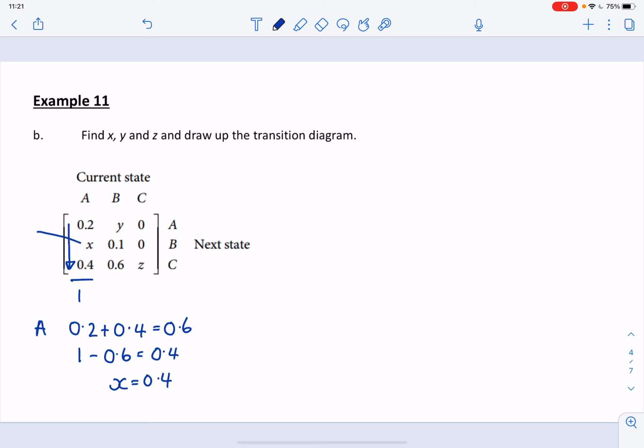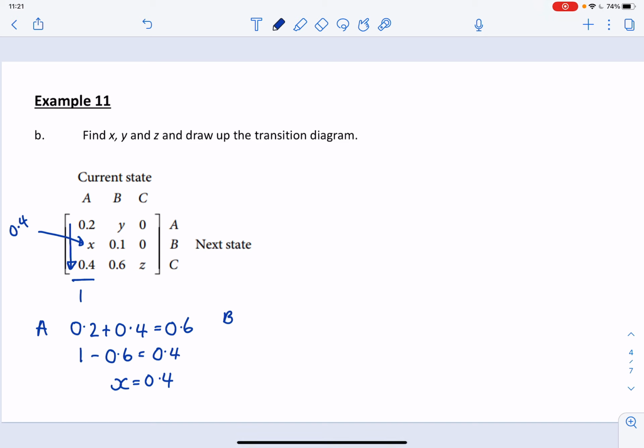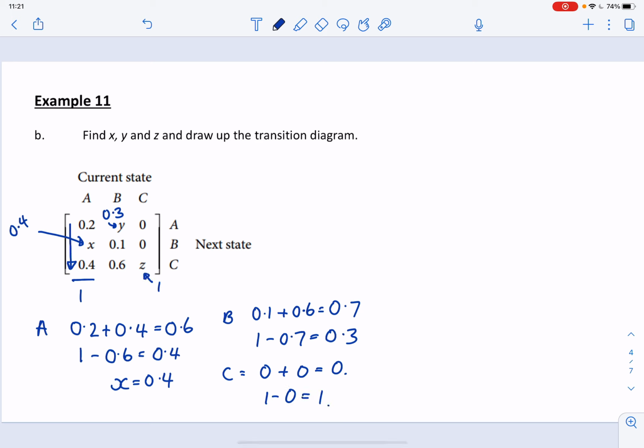So that's this guy in here. It's going to be 0.4. Similarly with B, remembering that the column equals 1, so far I've got 0.1 and 0.6, which equals 0.7. I take that away from 1 and I end up with 0.3 or 30%. So my Y value here is 0.3. And lastly with C, I've got 0 and 0 so far, which equals 0. 1 take away 0 equals 1. So Z is going to equal 1.